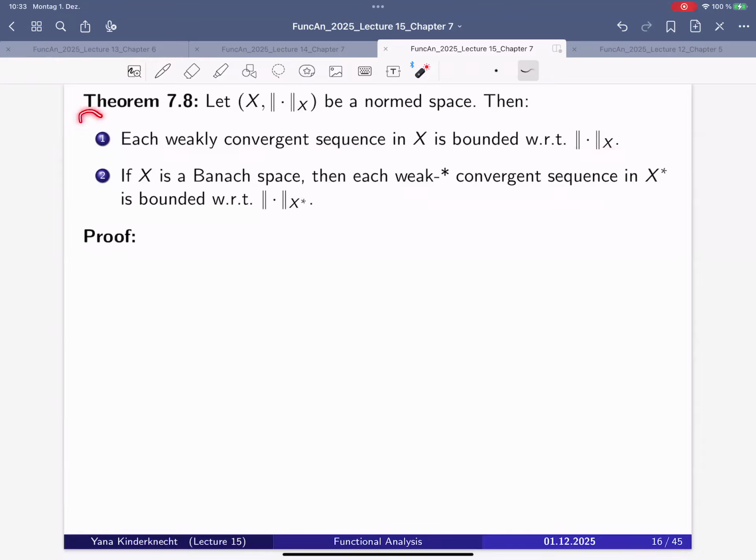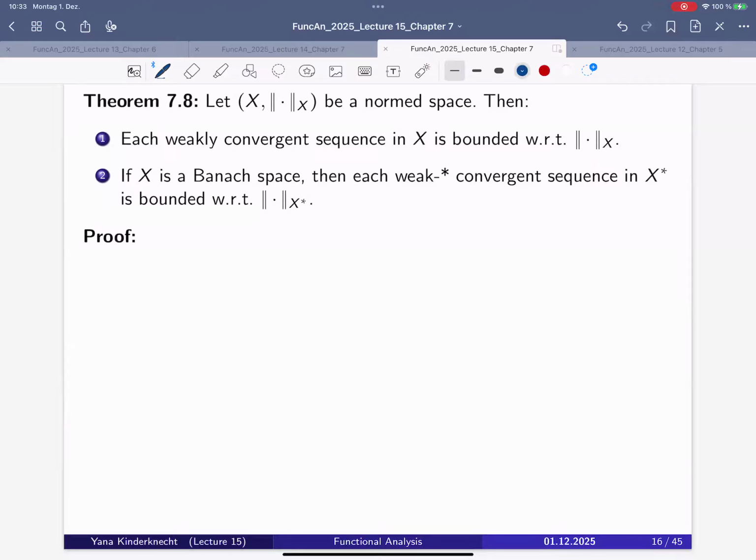So this theorem is like a first step in this direction. If we have a weakly convergent sequence, that is a sequence which converges in the vector space X with the weak topology, nevertheless, it is at least bounded in the norm, in the strong topology. Okay, so this is the statement. Let us prove it.